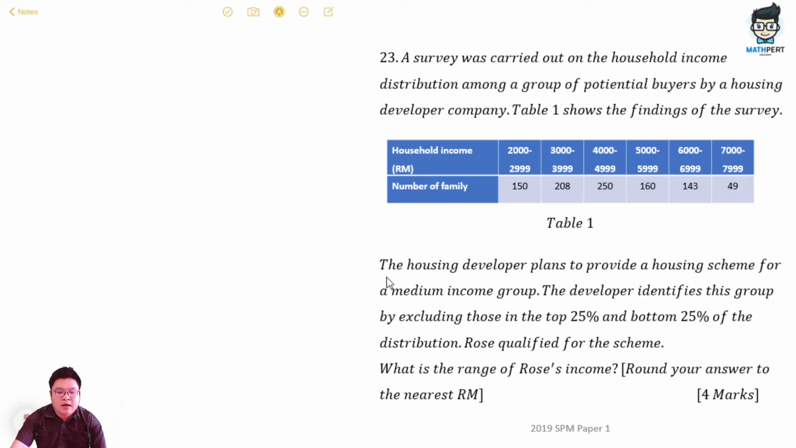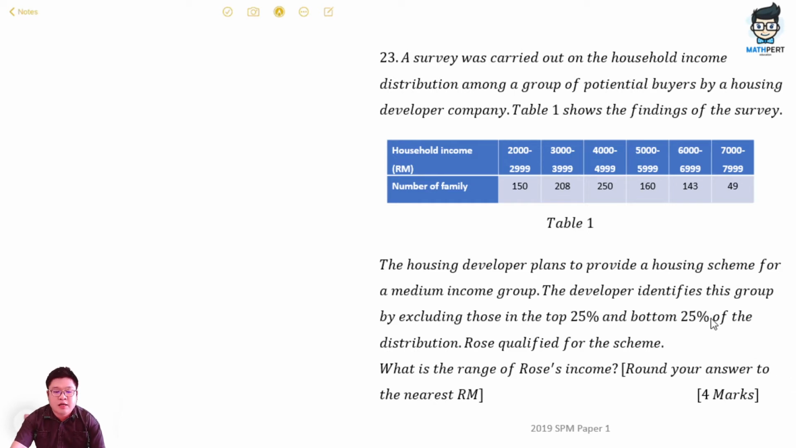And the housing developer plans to provide a housing scheme for a medium income group. The developer identifies this group by excluding those in the top 25% and bottom 25% of the distributions. So what range of income qualifies for the scheme? Round your answer to the nearest RM. So this question number 23 gives us 4 marks.